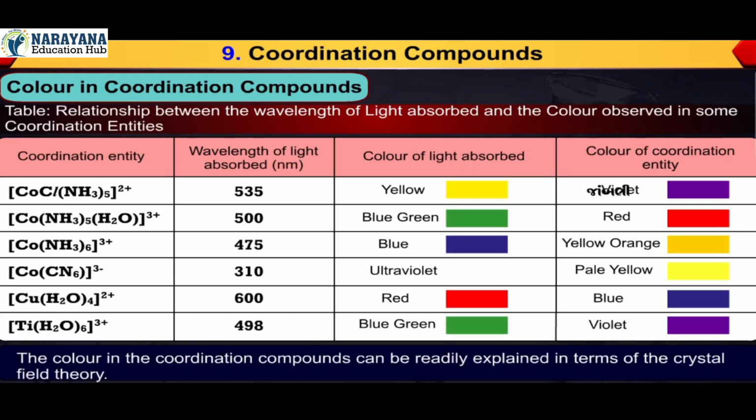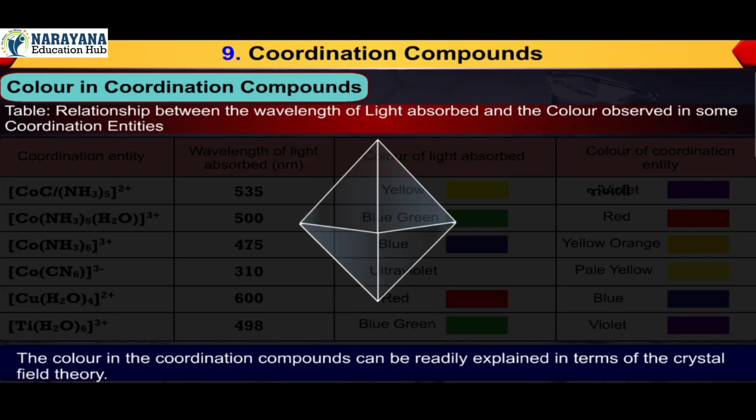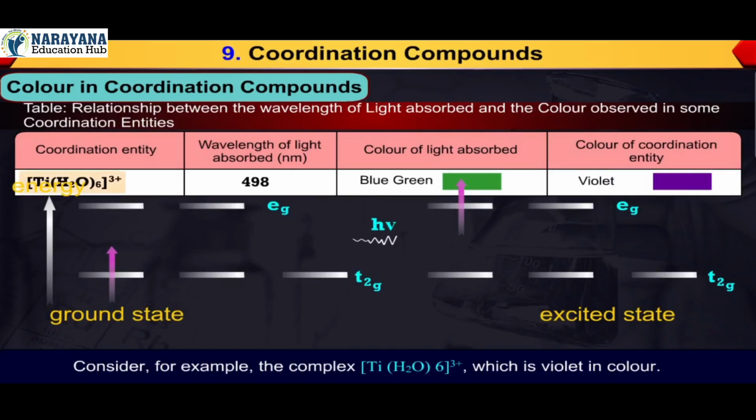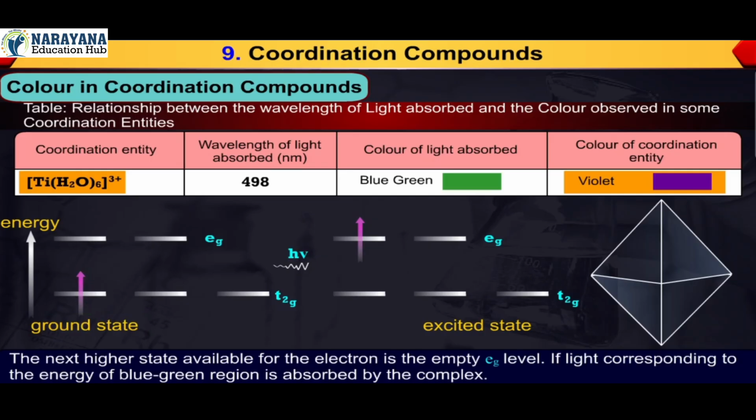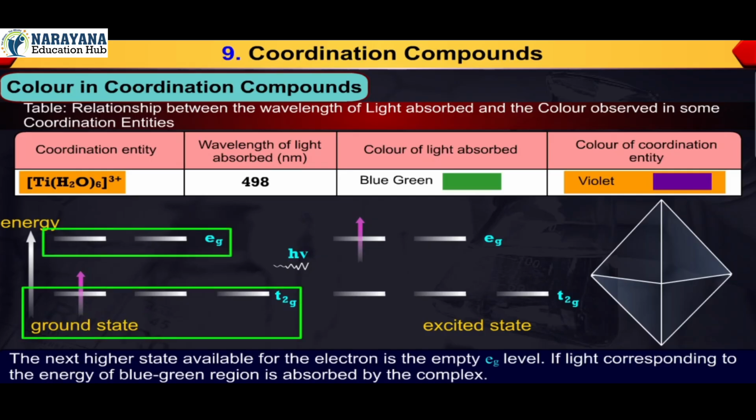The color in the coordination compounds can be readily explained in terms of the crystal field theory. Consider, for example, the complex [Ti(H2O)6]3+, which is violet in color. This is an octahedral complex where the single electron of Ti3+ is a 3d1 system. The metal d orbital electron is in the t2g level in the ground state of the complex. The next higher state available for the electron is the empty eg level.